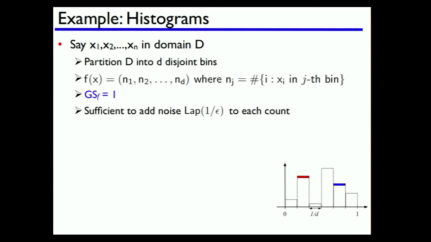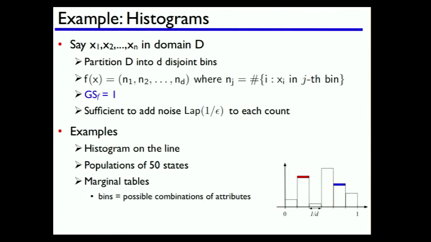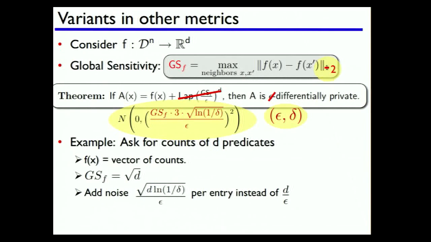And it's going to be very useful as long as the bins aren't too sparsely populated. If there are a lot of zeros and ones in these counts, then you're obliterating that information. An example of this is a histogram on the line. There are some nice results on the convergence of density estimators based on this idea. The populations of the 50 states I just mentioned. The marginal tables that I mentioned briefly earlier are an example of this. And there are various algorithms for releasing marginal tables based on this that are fairly accurate. I'm not going to tell you the details.